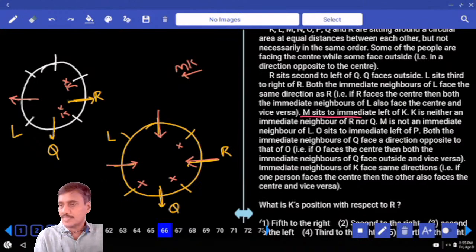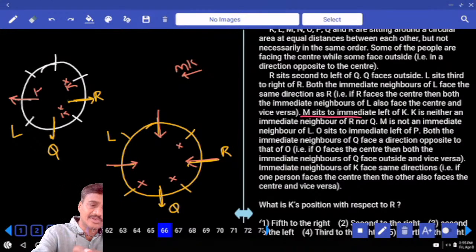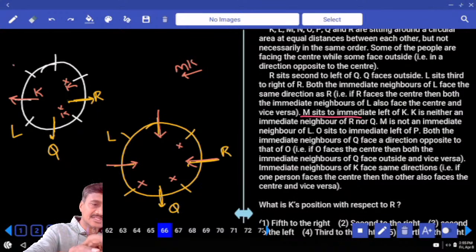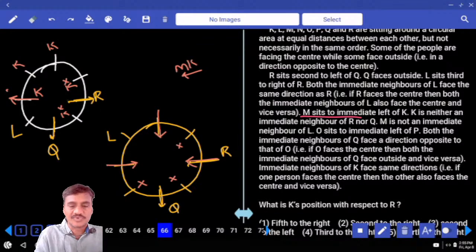M sits to the immediate left of K. K cannot be here as well. Why? If K is here, K is away from the center, M sits to the immediate left of K, and then M and L must be in the same place, which is not possible. Hence, K cannot be in these places. Can K be at this place? Yes, it can. Then M can be here or here, there is a possibility. Or K can be here as well. There are 2 possibilities for K.